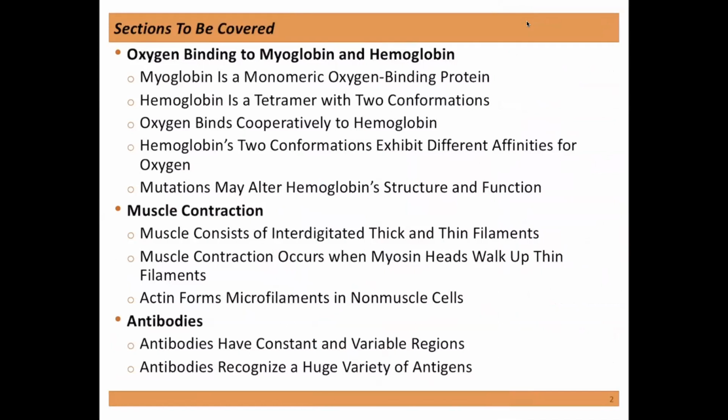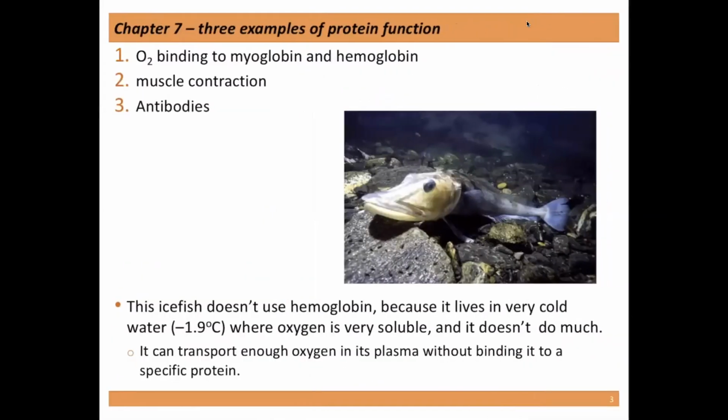to cover oxygen binding to myoglobin and hemoglobin. And you'll find out that that is plenty enough to cover in one lecture. This chapter focuses on proteins that have function. In the first one, we're going to look at O2 binding to myoglobin and hemoglobin. And then the next two portions we'll put together muscle contraction and antibodies.